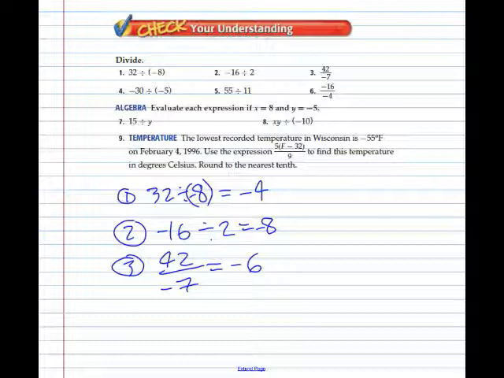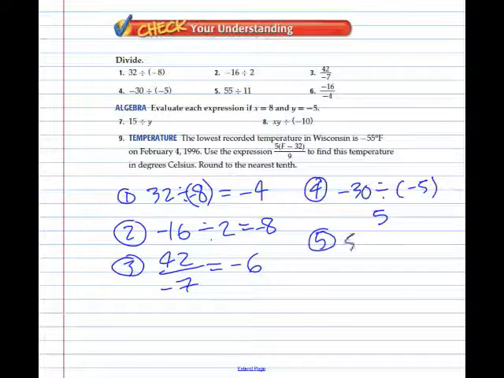Number 4, negative 30 divided by negative 5. We have like signs. Therefore, we're going to have a positive outcome. Signs are the same. The outcome is always positive.